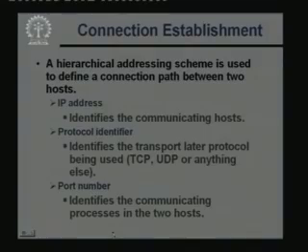Okay. Now, talking about connection establishment, there is a hierarchical addressing scheme. There are three things which need to be specified when you establish a connection. First is the IP address of the two ends, the source and the destination. Next is the protocol, whether you are using TCP, UDP or any other protocol. The third is the port number to identify the processes at the two ends. These are the three things you need to specify when establishing a connection.